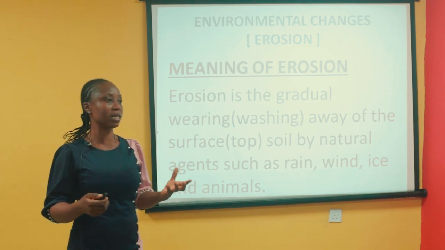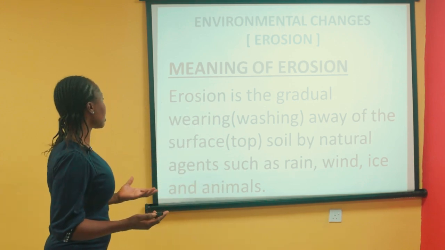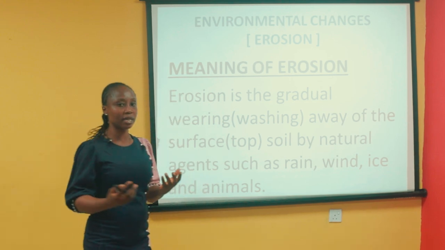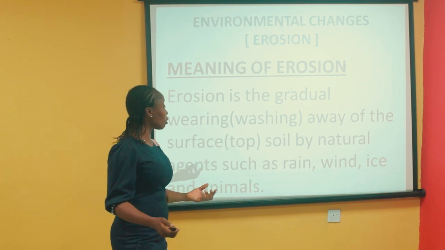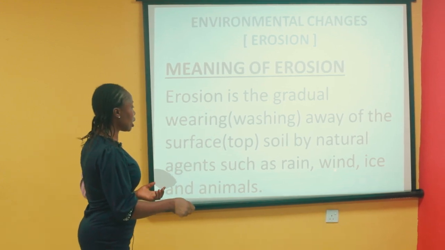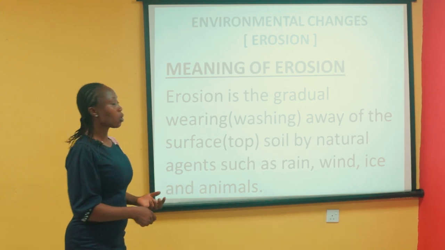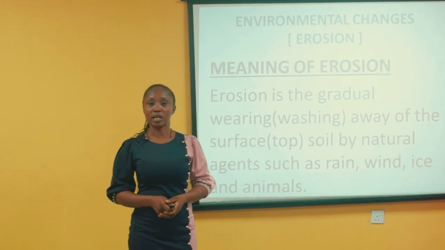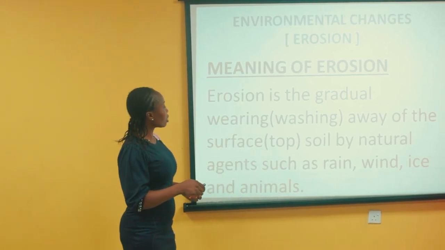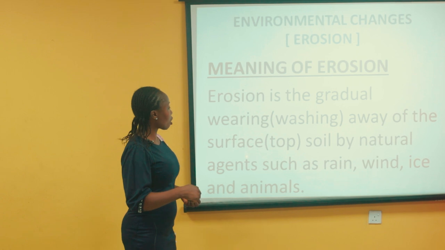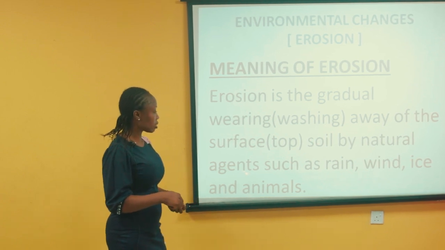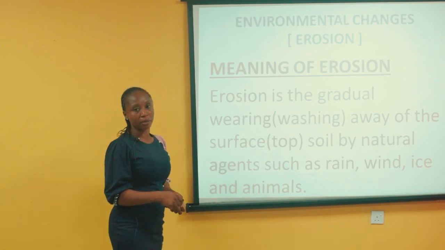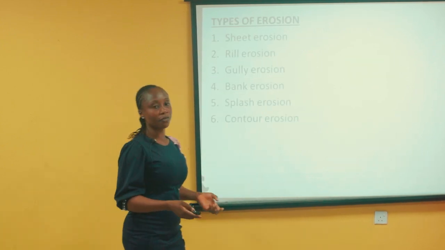The soil is the uppermost part of the earth, and when anything is taking away the surface of the soil, we call that erosion. And the things that can cause erosion are the rain, the wind, ice, and animals. So let's go together. What is erosion? We say erosion is the gradual wearing away of the surface soil by natural agents such as rain, wind, ice, and animals.